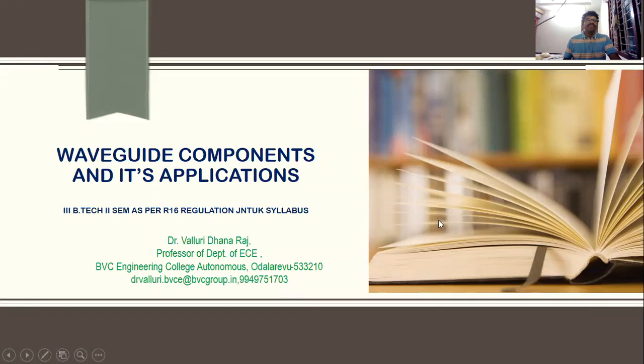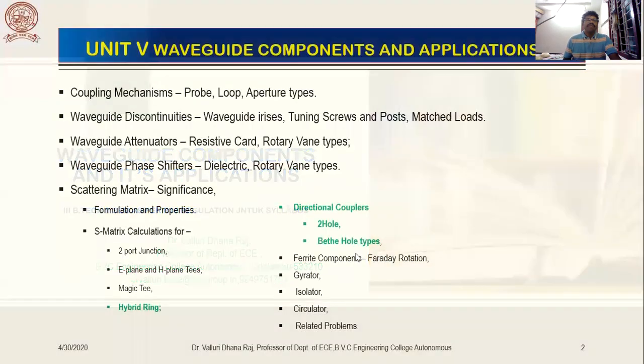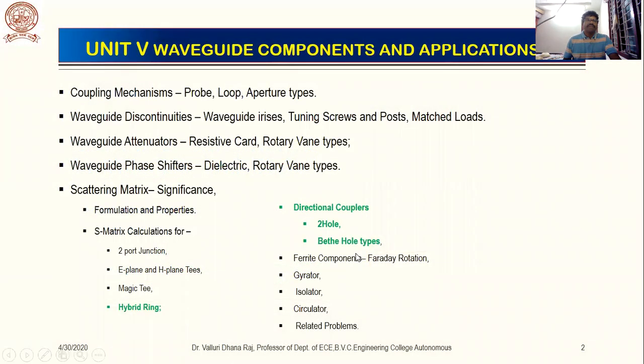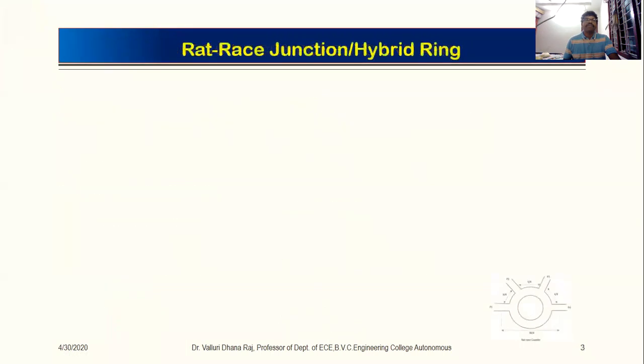In this session, I'm going to explain about the hybrid ring directional couplers, which are considered as multi-port junction devices, and S matrix calculation will be carried out. So let us start our discussion with the rat race junction or hybrid ring.